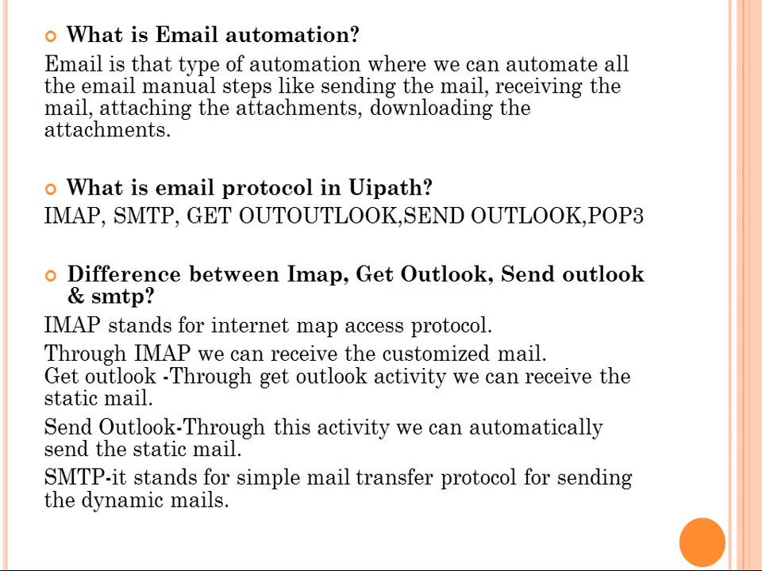Email automation is where we can automate all email sending activities or email receiving activities, downloading attachments, sending attachments. These are all activities that can be done using email automation. There are different protocols, and depending on those protocols there are activities like send email, send Outlook email, get Outlook email, with protocols like IMAP, SMTP, POP3. These are all the types of protocols that can be used in email activities. SMTP stands for Simple Mail Transfer Protocol, for sending mails. So it basically depends on that particular protocol. Let's move towards the next question.